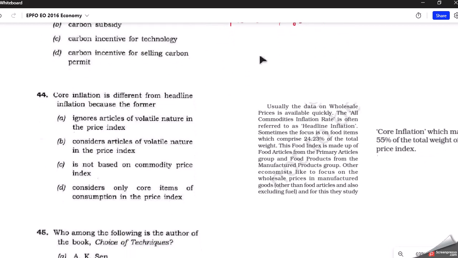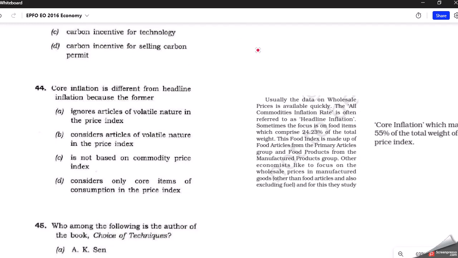Fourth question is, core inflation is different from headline inflation because... So first understand what is core inflation and headline inflation. Here is the screenshot again from the NCERT textbooks. If we had read it, we can easily answer this question. So A is the correct answer here.